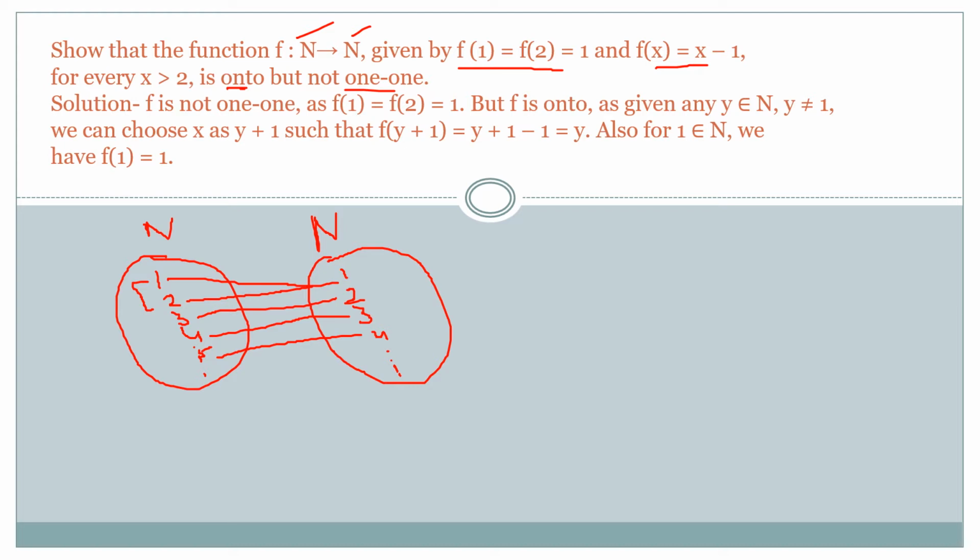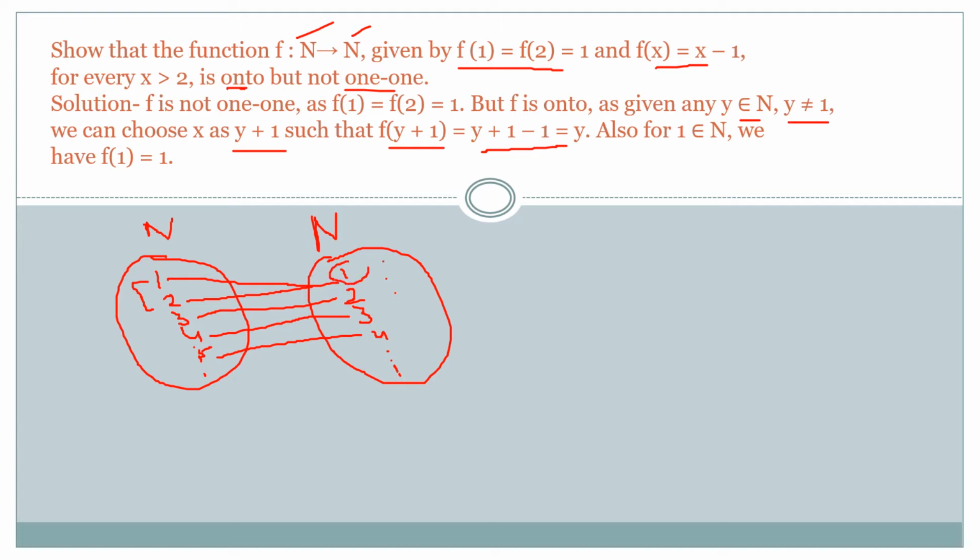Let us see how. This function is onto as, for any given y belonging to N, y not equal to 1, we can choose x as y plus 1 such that f of y plus 1 is equal to y plus 1 minus 1, which is equal to y. So what does this mean? It means for onto we have to check that for every element in N there must be a pre-image.